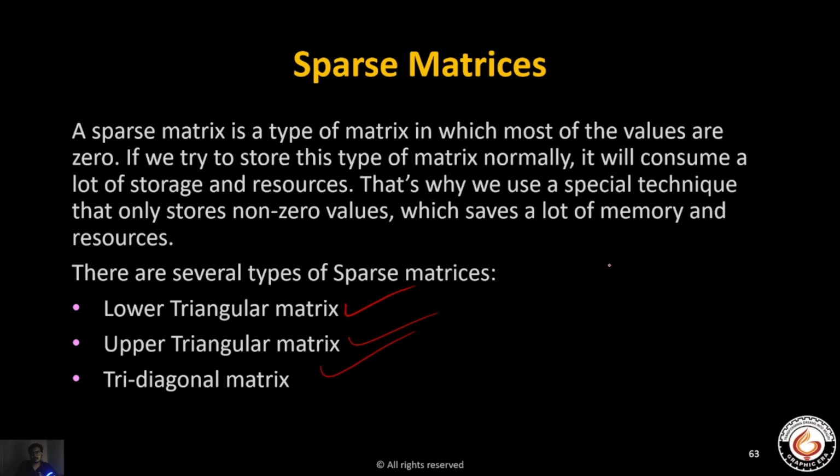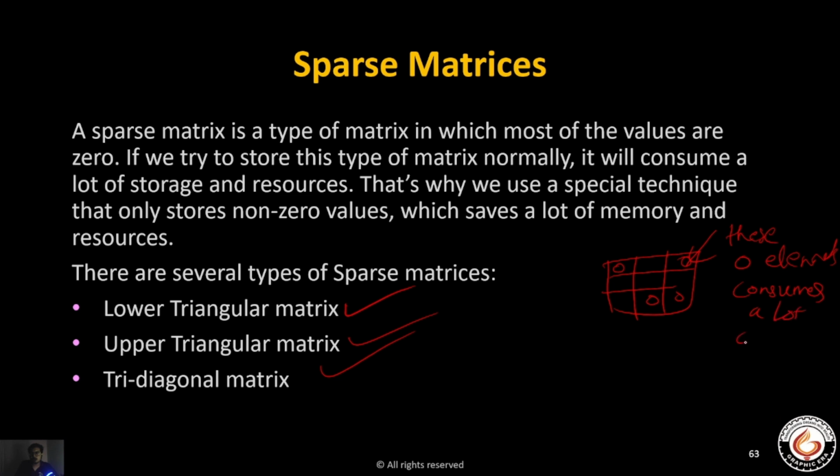And since a sparse matrix contains a large number of zero elements, these zero elements consume a lot of space, because these zero values have no use. That's why there are some techniques we will discuss further by which we can store the sparse matrix in storage. And there are three types of sparse matrices, and now we will learn about them one by one.